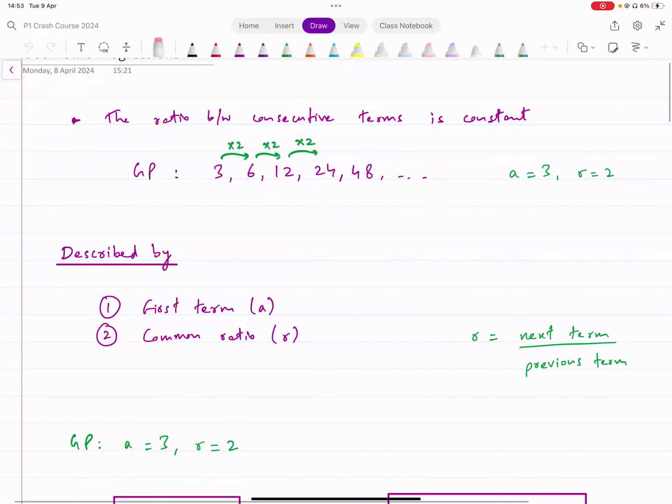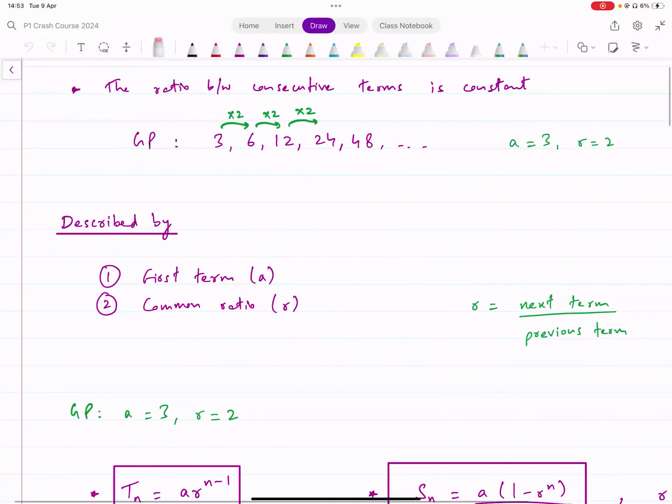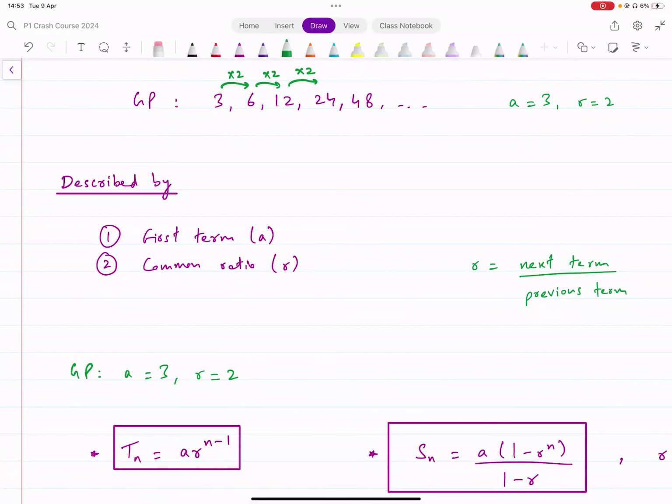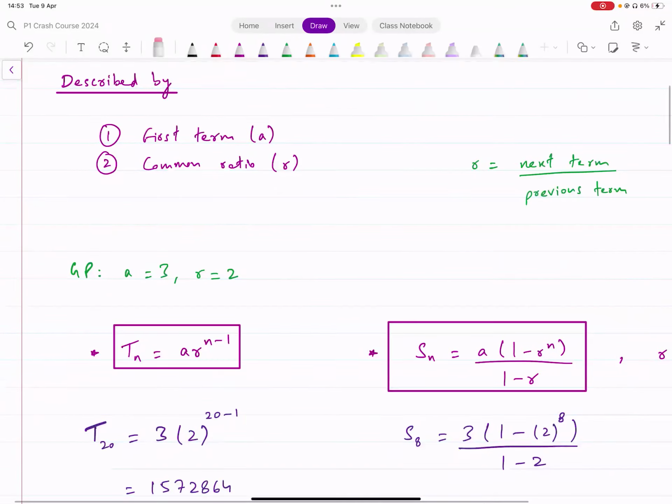Then we talked about geometric progressions. What are geometric progressions? These are sequences in which the ratio between consecutive terms is constant. So you have to basically multiply or divide by the same number to get the next term. Right, so this is also defined by first term, but along with that, you have ratio. How is ratio calculated? Next term divided by previous term. Take any two consecutive terms, divide the next term by the previous term, and that gives the ratio.